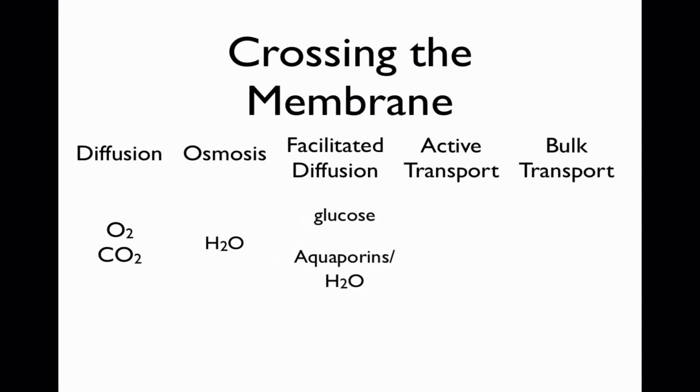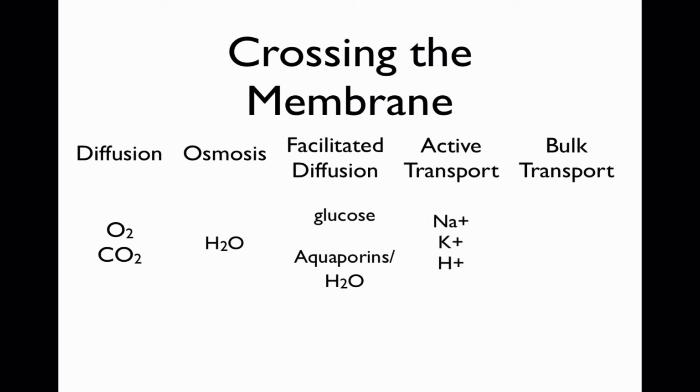Facilitated diffusion is the movement of molecules through special pores or special embedded protein gates. These are openings in the plasma membrane that are necessary for these molecules to pass through, either because they're too big, like glucose, to get through the bilayer, or because the material just needs to move more quickly. Aquaporins, of course, speed up the diffusion of water molecules, or the osmosis of water molecules.